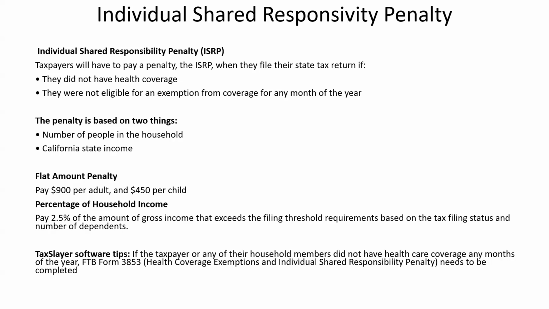And then the software will calculate it for them. Do keep in mind the federal government no longer has an individual share responsibility penalty. That went away a few years ago, but California does. And as it says on the screen here, there's a flat amount for adults and a flat amount per child. Of course, the parent is going to pay that on behalf of the child. But again, I think I've seen this maybe two or three times at the VITA site. Usually you won't see this.